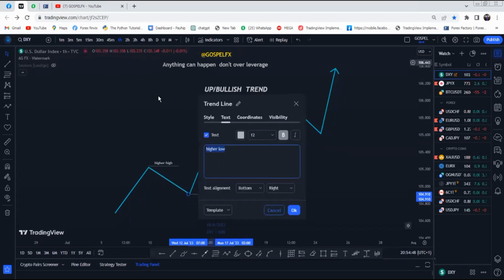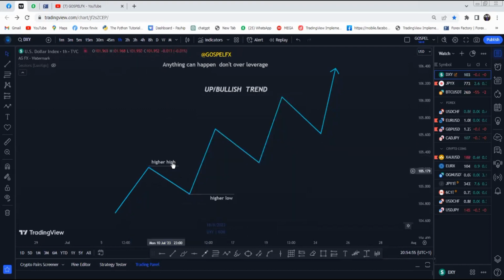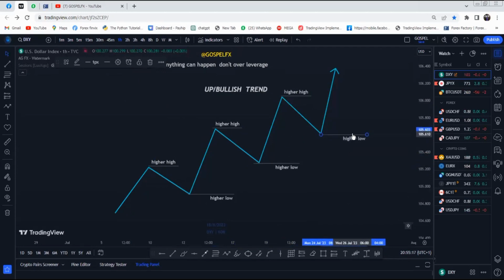Let me make it a little bit bigger. So these are the major things that you want to see in an uptrend, or in the chart before you know that it's an uptrend. So you want to see a higher high formed, another higher high formed, another higher high formed, before you can confirm that that's an uptrend. You are going to see the market creating higher highs and higher lows, higher highs and higher lows.